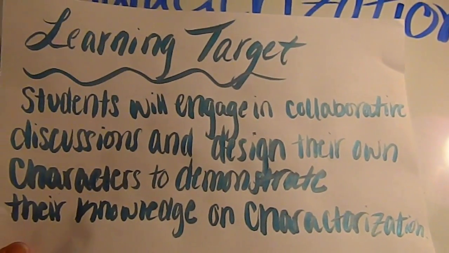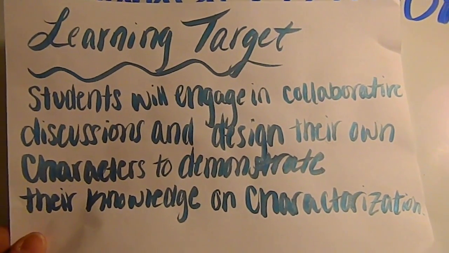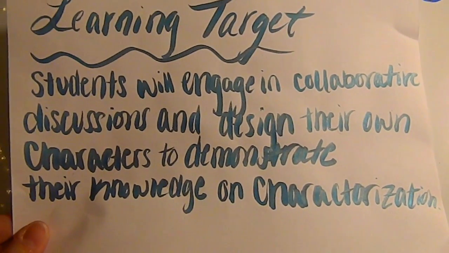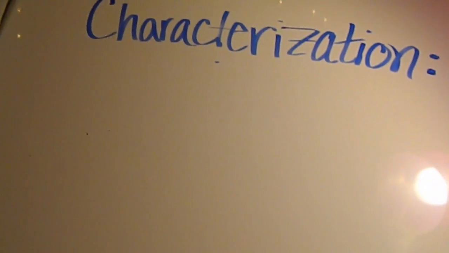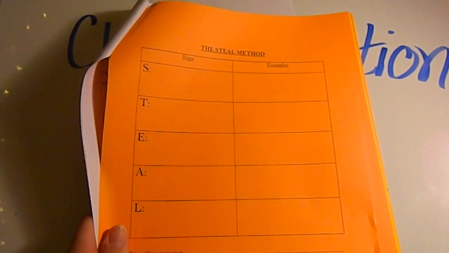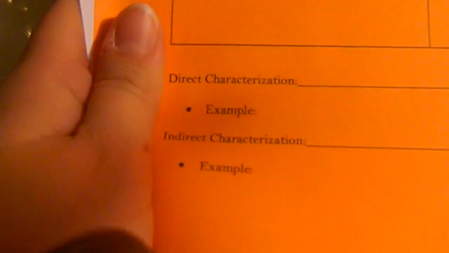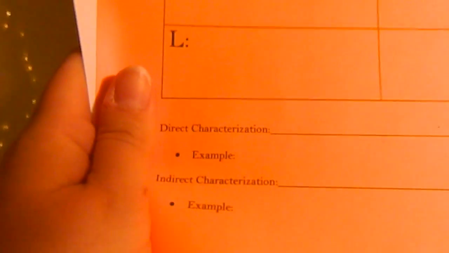Our learning target is students will engage in collaborative discussions and design their own characters to demonstrate their knowledge on characterization. So, let's dig in. First, we are going to take out our packets and turn to the page that looks like this, which should be the first page in the packet. We're going to actually start at the bottom with direct and indirect characterization.